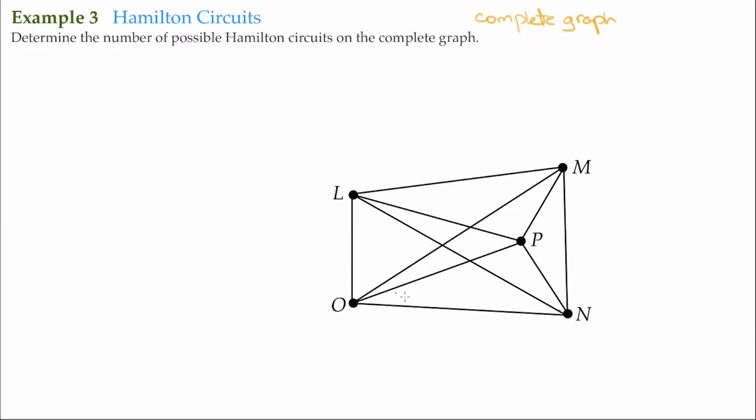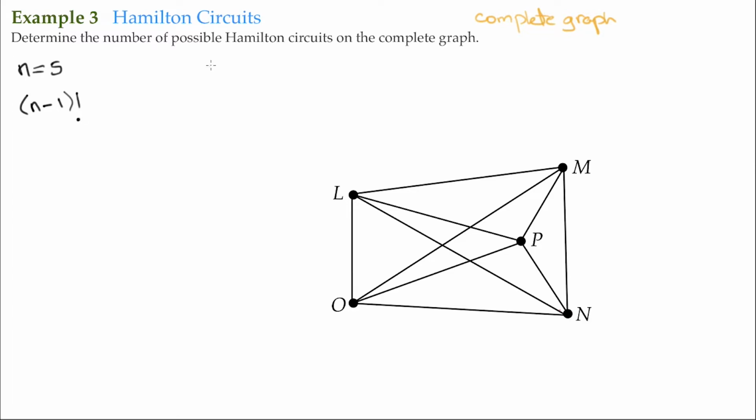And since it's a complete graph, we can determine how many possible Hamilton circuits there are. And we do that by counting up the number of vertices. So we have 1, 2, 3, 4, 5 vertices. So we say that the number of vertices is 5. So if the number of vertices is 5, then the way we determine how many Hamilton circuits there are, we can go ahead and say n minus 1, and then we have this exclamation point, factorial.